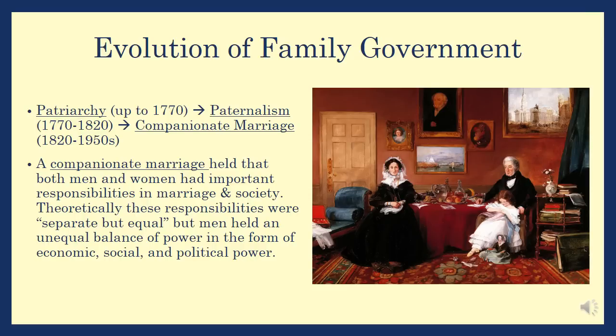And then that leads us into the Victorian era. All the way from the 1820s really up to the 1950s, we have what is known as a companionate marriage. And in a companionate marriage, they basically believe that both the husband and the wife have very important responsibilities in their marriage and in society. And theoretically, these responsibilities are separate but equal. And so women are responsible for all of these things in the private sphere, but also for being the moral backbone of their home and for providing the moral fiber of society.